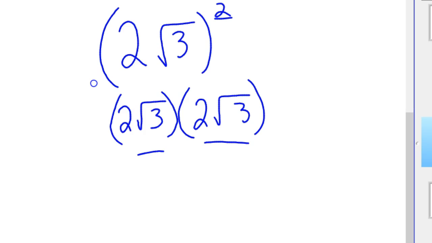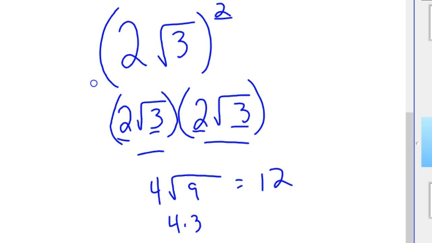So 2 root 3 times 2 root 3, and when you multiply radicals and numbers multiplied together like this, you keep everything stuck together. So you multiply the numbers and numbers, which would be 4, and then you multiply the roots and roots, which would be square root of 9. Well, we know square root of 9 is 3, so this is 4 times 3, which is 12. So that's how you multiply an irrational number like that.